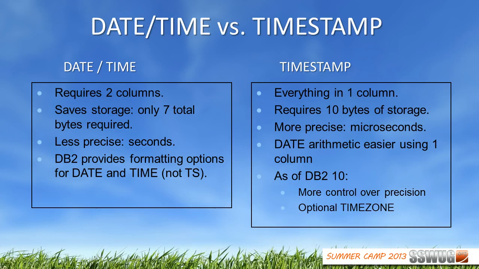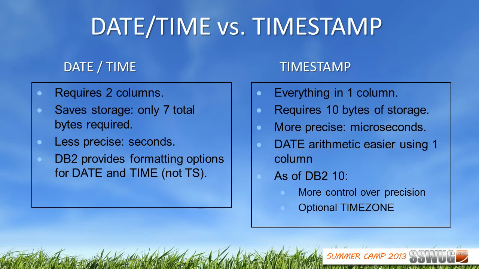The date and time requires 2 columns, whereas timestamp puts it all in 1. You may be able to save storage with a date and a time. Only 7 bytes are required for those 2 columns, saving 3 bytes with the timestamp requiring 10 bytes of storage. Now this is prior to version 10, and we'll talk about version 10 in a moment of DB2 because it gives you some more flexibility with the timestamp.